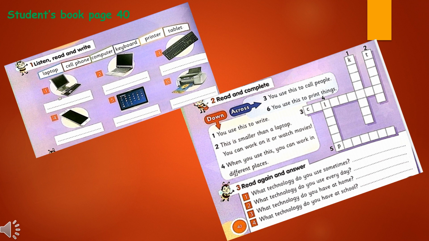So number 1 will be computer. Number 2, yes, it's a laptop. Number 3, keyboard. Number 4, cell phone. Number 5, tablet.